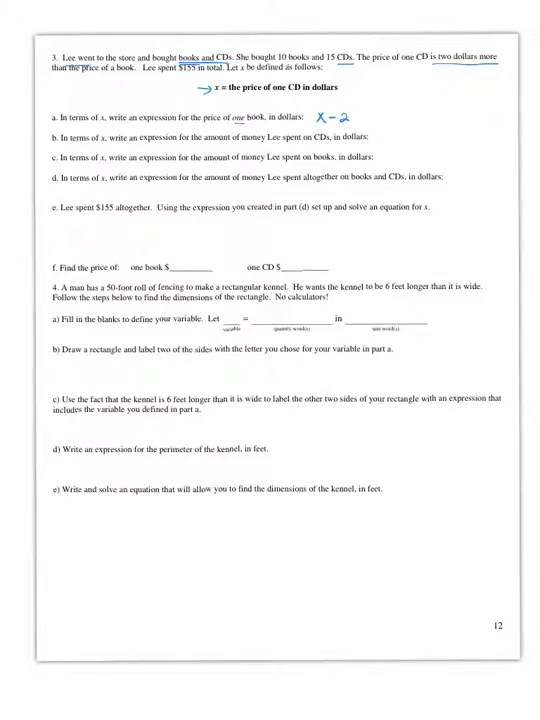CDs are $2 more, so the expression for the book will be X minus 2. The amount of money that Lee spent on CDs will be the number of CDs times the cost of a CD. The amount of money Lee spent on books will be the number of books times the cost of a book. And altogether, the amount of money Lee spent will be the amount she spent on CDs plus the amount she spent on books. Now we can write an equation using the $155 that Lee spent to find X.